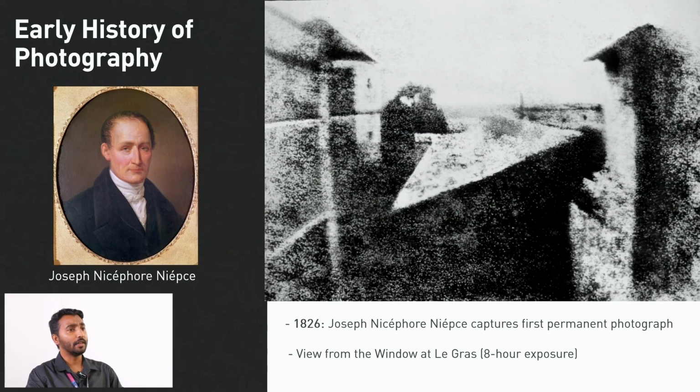Let's look into the early history of photography. In the early 1800s, the first real attempts at capturing images began. Joseph Nicephore Niepce, a French inventor, is credited with creating the first permanent photograph in the year 1826, called the View from the Window at Le Gras. He used a pewter plate coated with a light-sensitive material that required an 8-hour exposure.